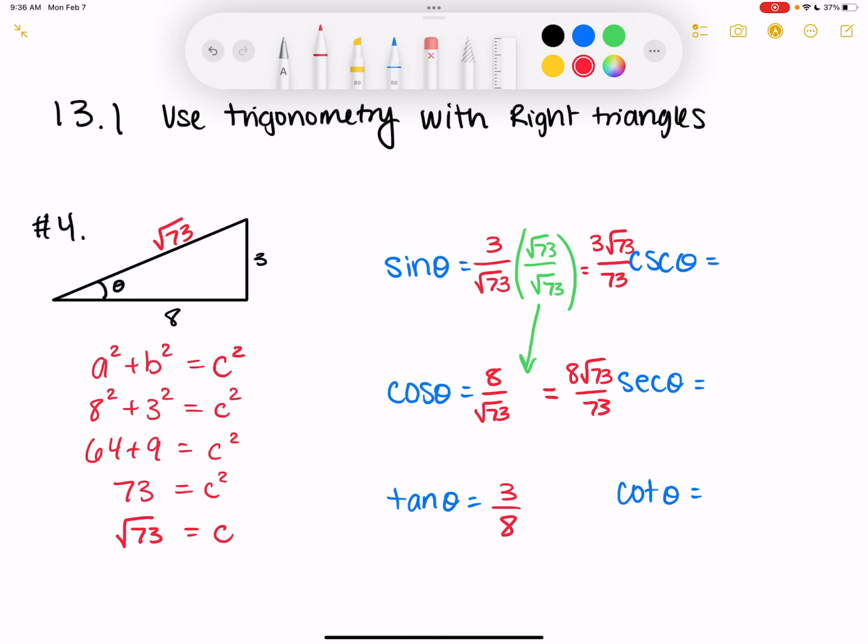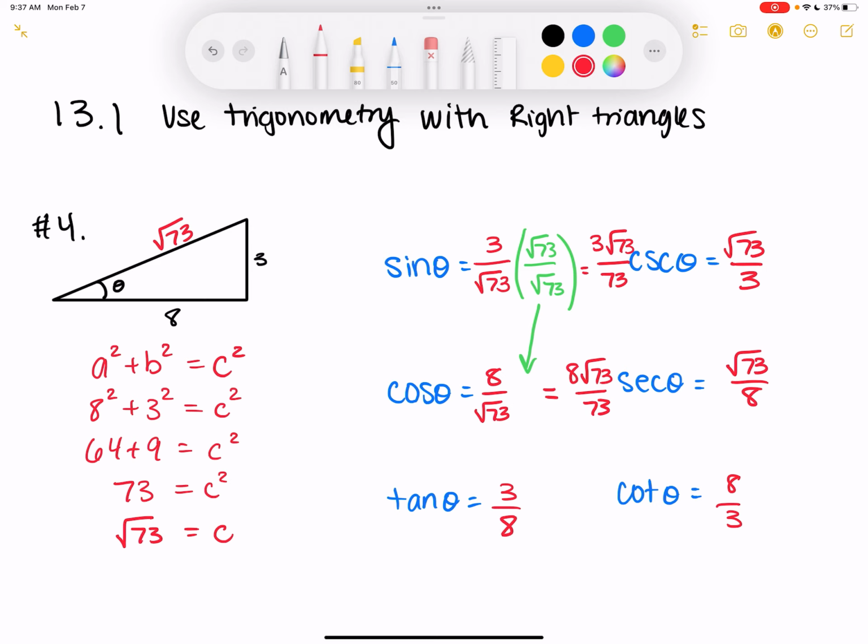Now that you have these, your other 3 are ridiculously easy. All you do for cosecant is take sine, which you have originally, and flip it over: square root of 73 over 3. You just flip all of them. Cosine, flip it: square root of 73 over 8. Tangent, flip it over, or sorry, cotangent, flip tangent: 8 over 3. It is really that easy.